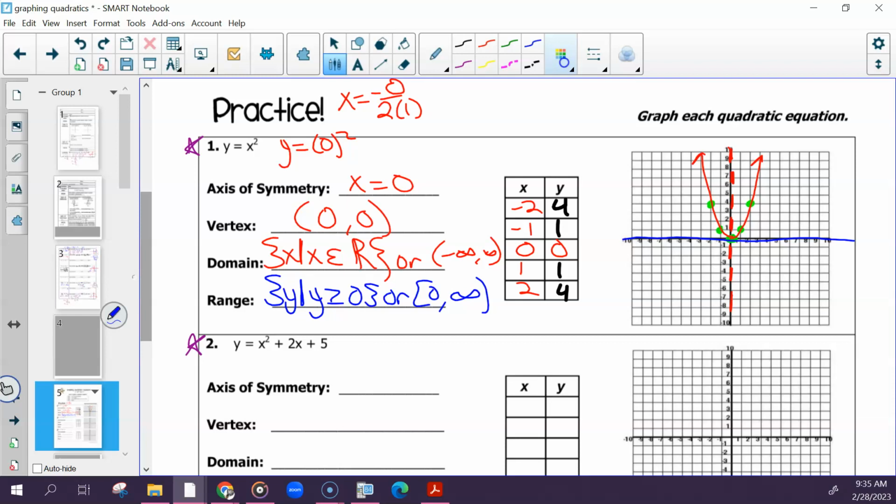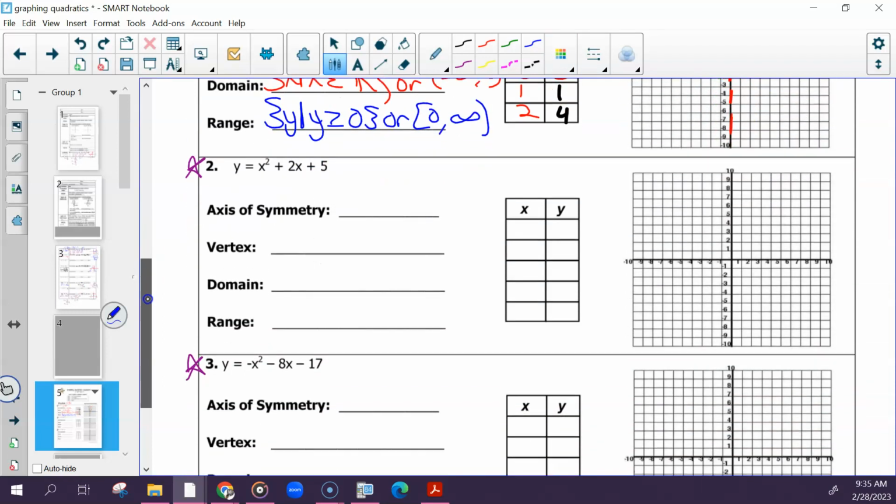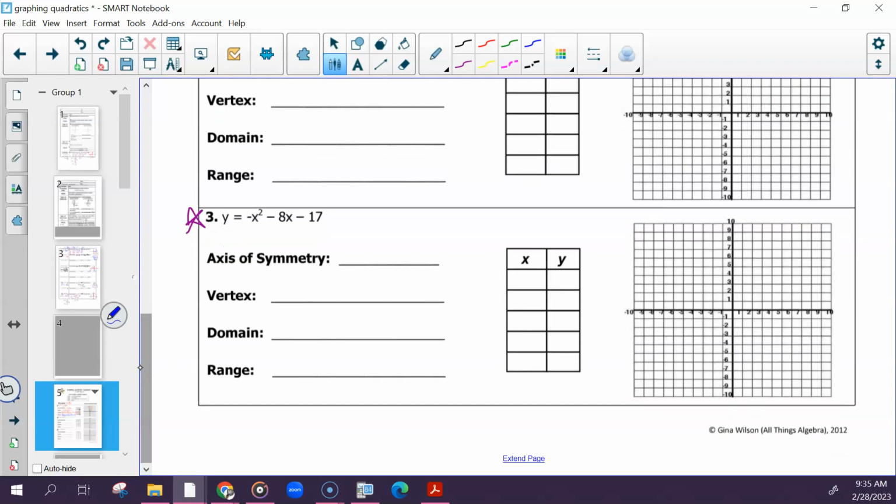Let's do one more of these and then we'll be done for today. Let's do number 3. We'll find our axis of symmetry and vertex algebraically and then do the rest on the table. When we come back to this in 2 classes, I'll show you how to do all of this graphically or on the table.